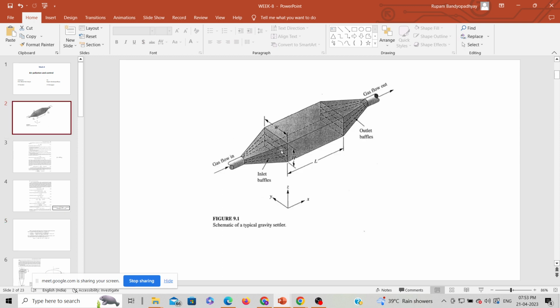So in the gravity settler, the air is coming at a certain velocity, and the larger particles will settle due to gravity within this length, and the cleaner air will pass through. So this is the gravity settler.